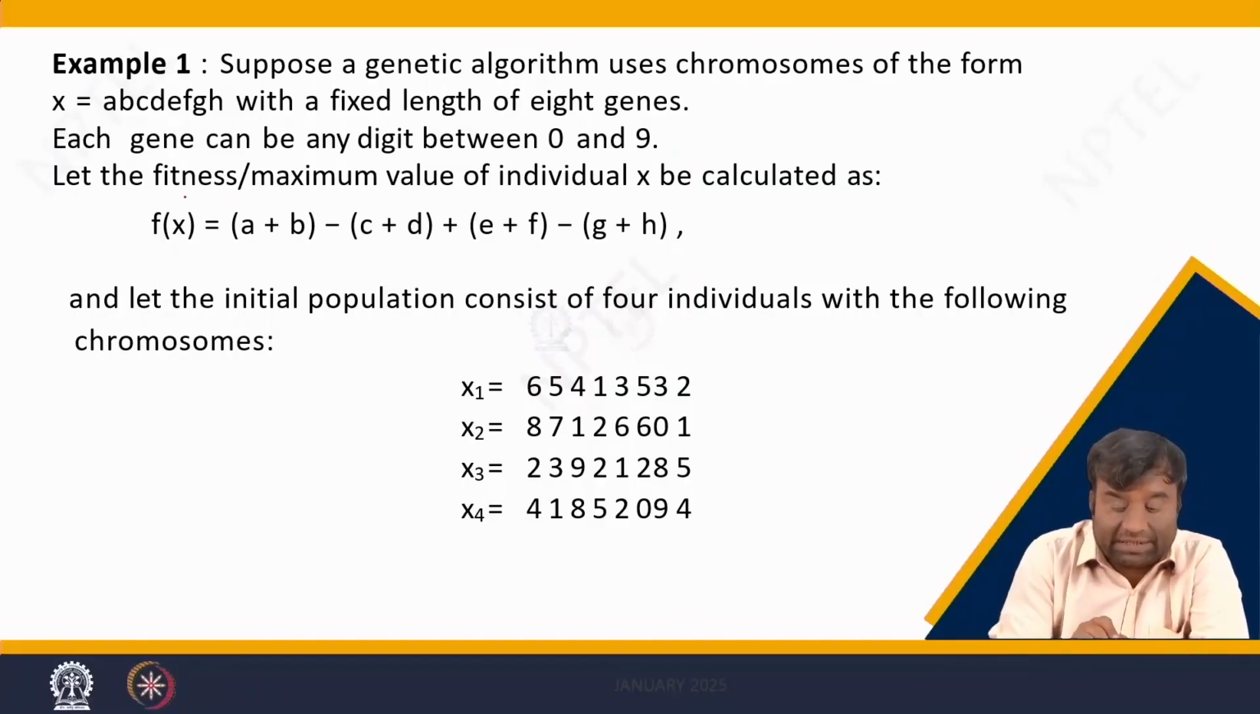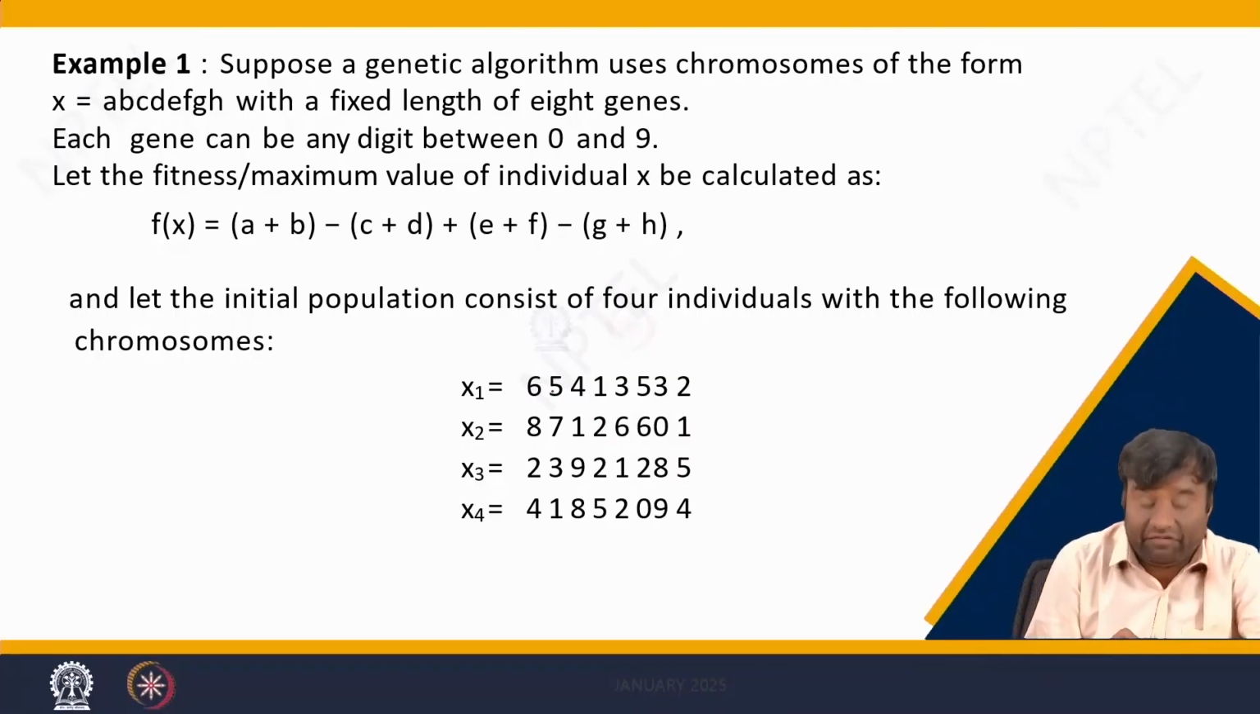Let the fitness, that is the maximum value of individual X, that is the chromosome, be calculated as Fx equal to A plus B minus C plus D plus E plus F minus G plus H. So let the initial population consist of 4 individuals, that is X1, X2, X3, X4 with the following chromosomes. So 6 is a gene, 5, 4, 3 all are genes. All these numbers belong to 0 to 9.